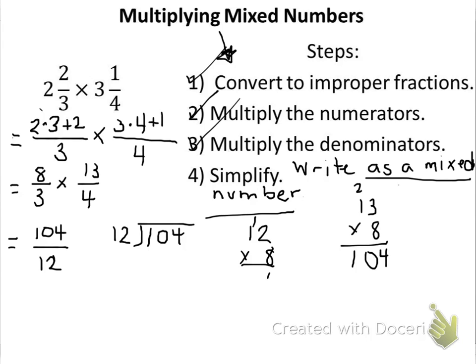Let's see what 12 times 8 is. 8 times 2 is 16. 8 times 1 is 8, plus 1 is 9. Can 12 go into 104 more than 8 times is the next thing we need to ask. Is there a bigger number that can fit between 104 and 96? Well, I think 96 plus 12 would be 108, and that's too big, so it must be 8. So I write my 8 up there, and then 8 times 12 is 96, and I do my subtraction.